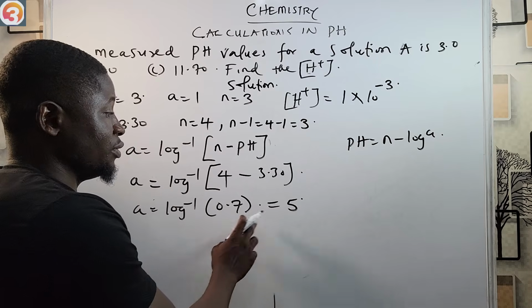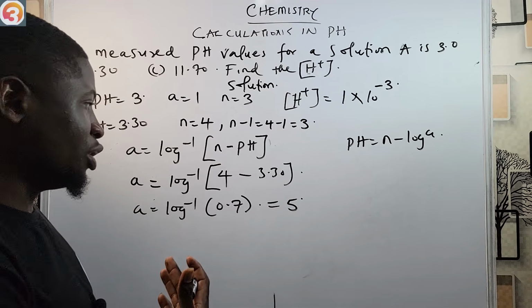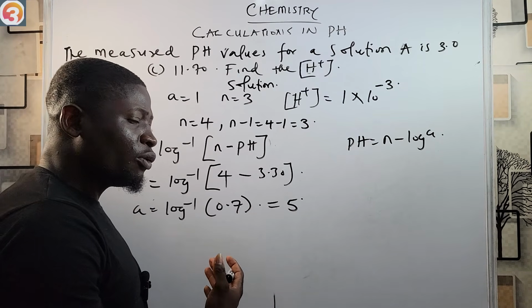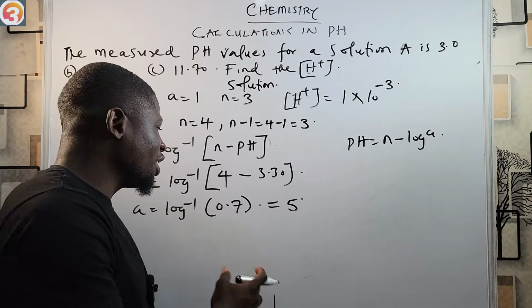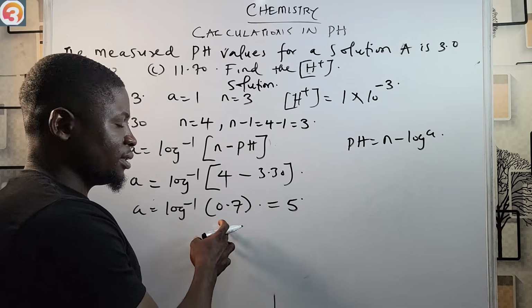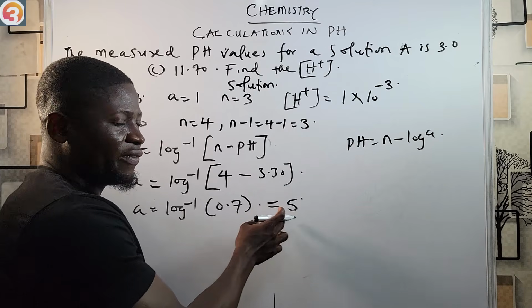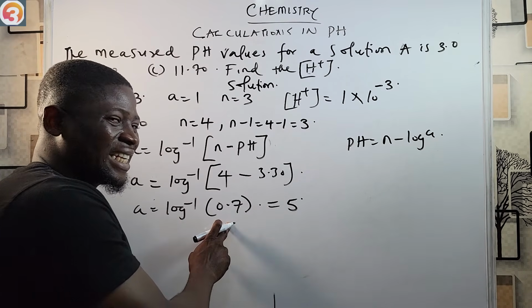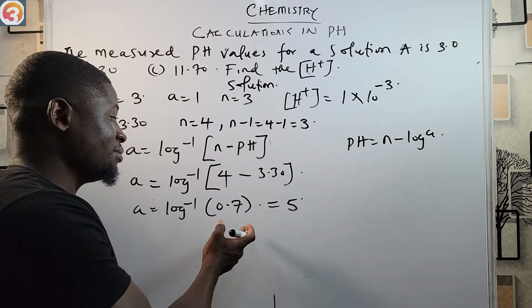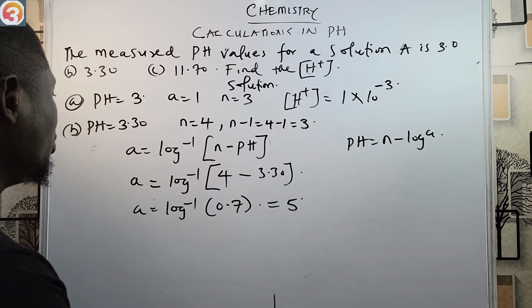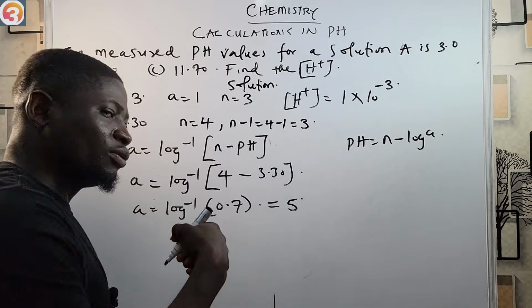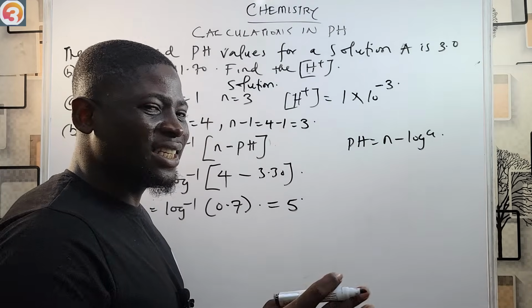Because anti-log of 0.7 is 5. Although I said the question, what logarithm of what number will give me 0.7? Is of course 0.699. That is log 5. Log 5 will give us 0.6990, which is exactly the same as 0.7. So that will be 5. So we know our A, we know our N. So our hydrogen ion concentration will be very easy to find now.